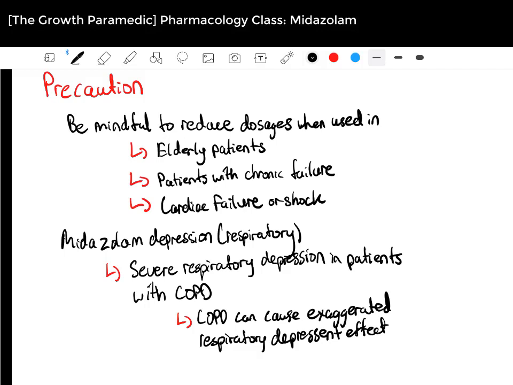Hopefully you enjoyed. Hopefully you learned something from this class. Midazolam is quite an important drug to have within the ambulance and as a paramedic or EMT, because again it is mainly used for seizures or sedating patients.